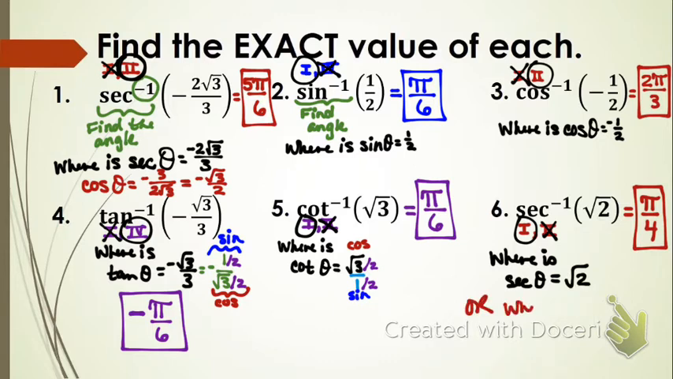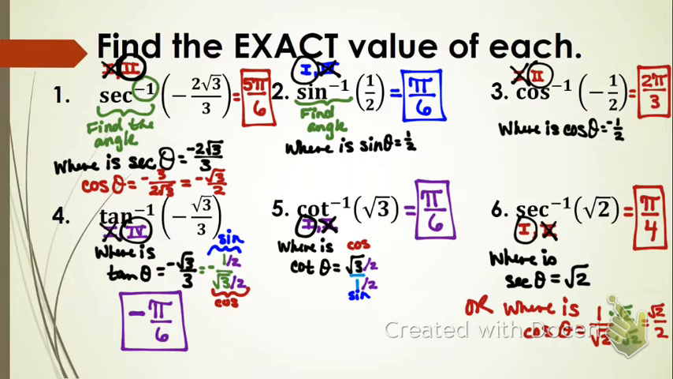Or where is cosine theta 1 over radical 2? Well, if I rationalize that denominator, I see my radical 2 over 2, and I know that means I'm looking at my pi over 4s. You guys okay with that? Do you have a question?